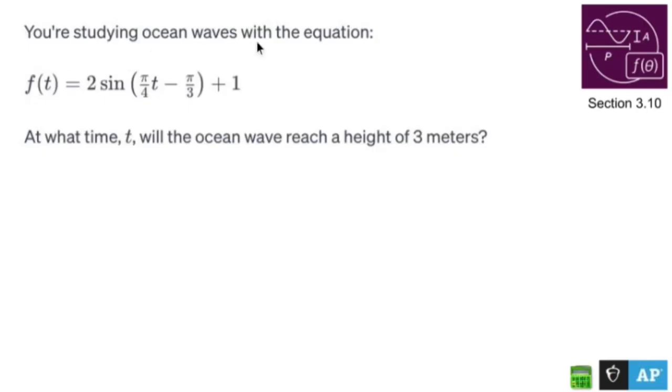You're studying ocean waves with this terrible equation right there. Oh, thank you. It's a calculator problem. At what time t will the ocean wave reach a height of 3 meters? So what we're going to do is graph this guy in our graphing calculator. We're also going to graph where the height is 3 and find out where these two guys intersect. So let's run to the calculator and see what happens.